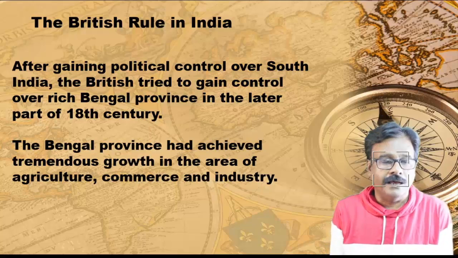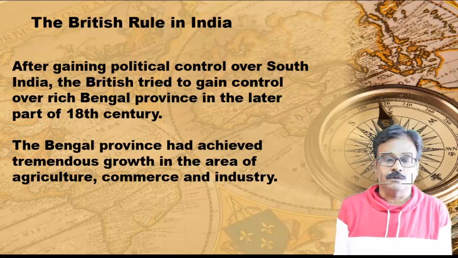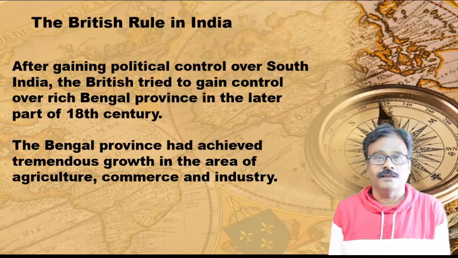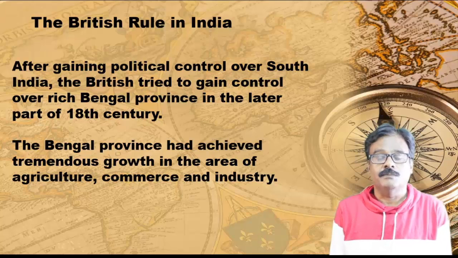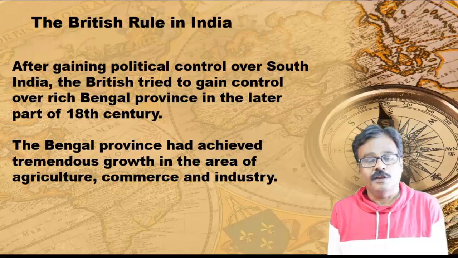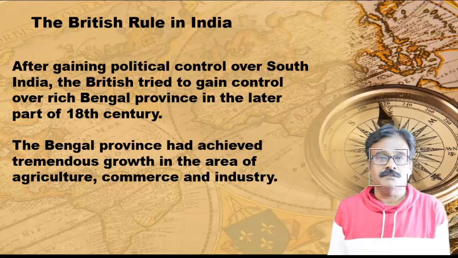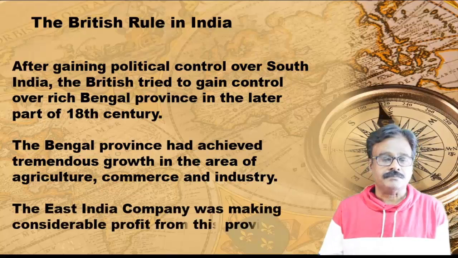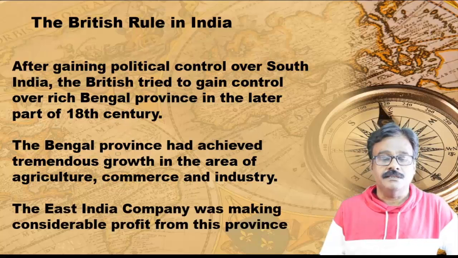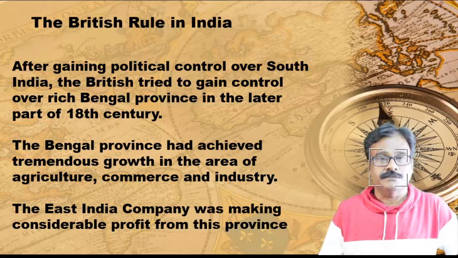Bengal province had achieved tremendous growth in the area of agriculture, commerce and industry. You know that many rivers are flowing here. It is called as Sundarbans. This area made a tremendous growth in the areas of agriculture, commerce and industry. So the East India Company was making considerable profit from this province.